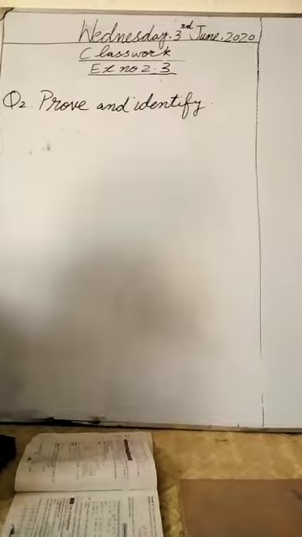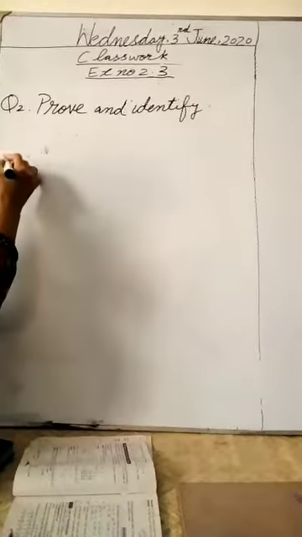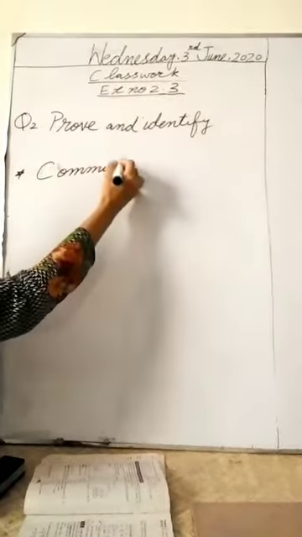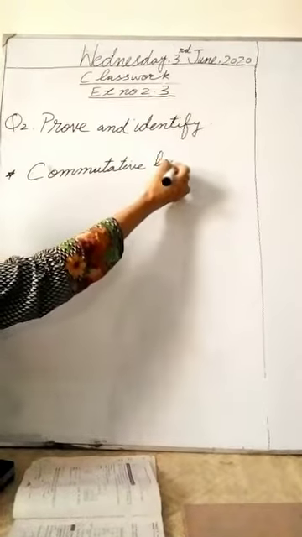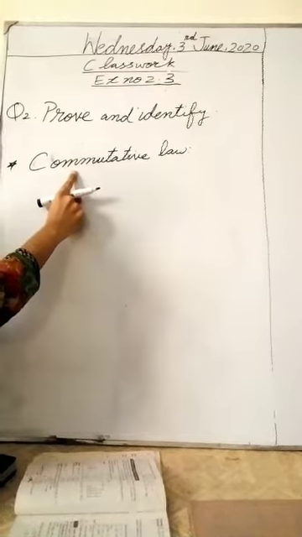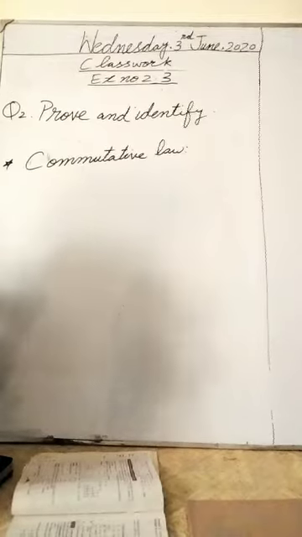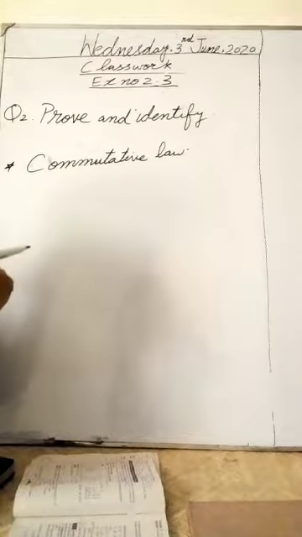Question number 2. Prove and identify the law. First law is commutative law. Commutative law. For understanding and remembering this law, remember the word communication. Communication with eye contact. At the same time, we can communicate with one person.